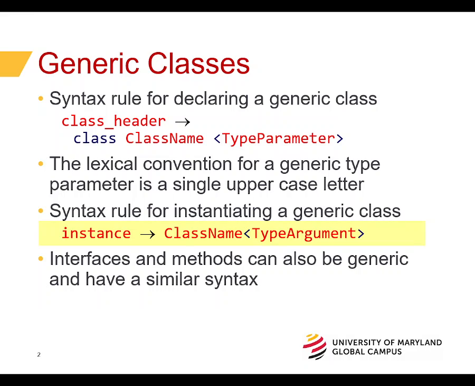The syntax for generic class instantiation is like what is used when a generic class is declared. After the class name, the generic type argument, which is an actual type name, is placed in corner brackets. This actual type then replaces all occurrences of the generic type parameter in the class definition. Interfaces and methods can also be generic and have a similar syntax. The one difference with generic methods is that they do not require explicit instantiation.